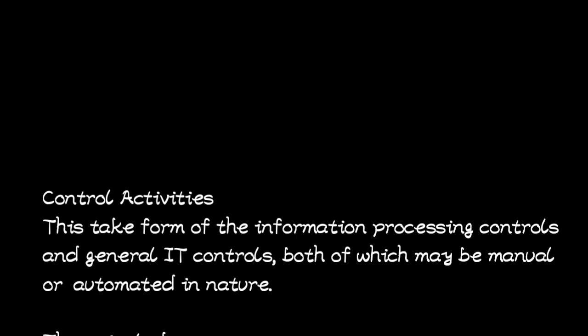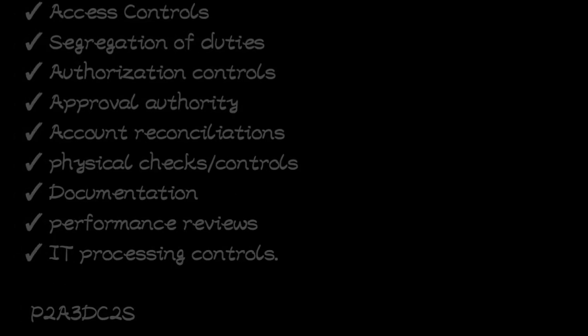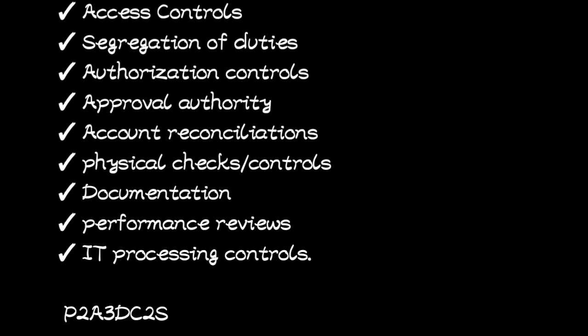Processing of information can be manual or automated, like using the IT system. That's what we are going to look at. So we are going to look at examples of the control activities. The control activities that we are going to look at are listed here.